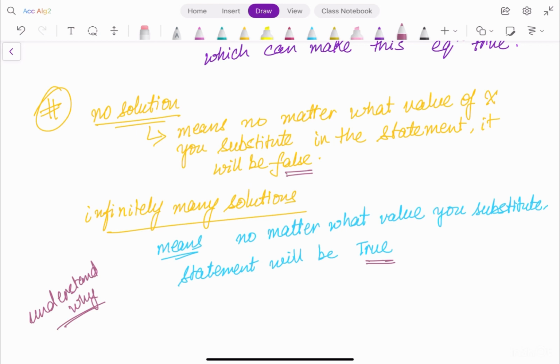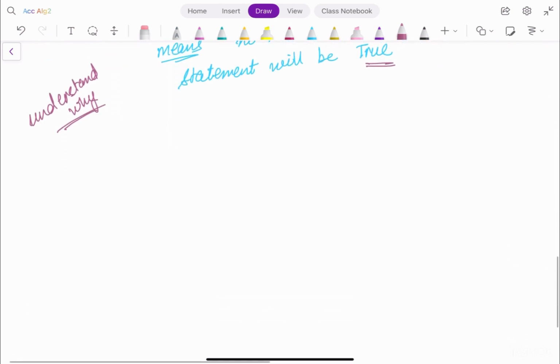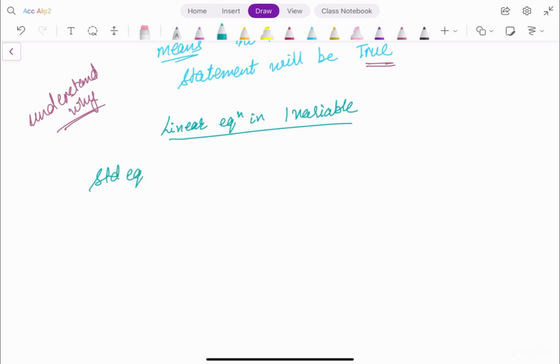Okay, now let's talk about something called linear equation in one variable. You have done it multiple times. Let's understand it from a different perspective. So when we are talking about the linear equation in one variable, what is the standard form of it? The standard form for the linear equation will be ax plus b is equal to 0, where a and b are real numbers and a is not equal to 0. So this is the basic idea of linear equation in one variable.